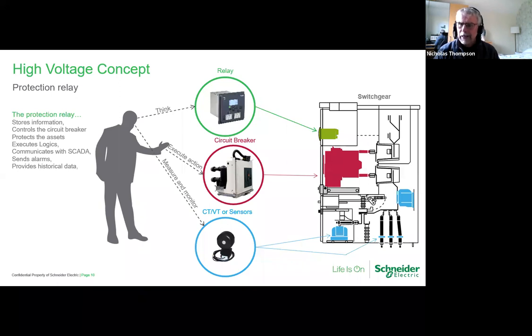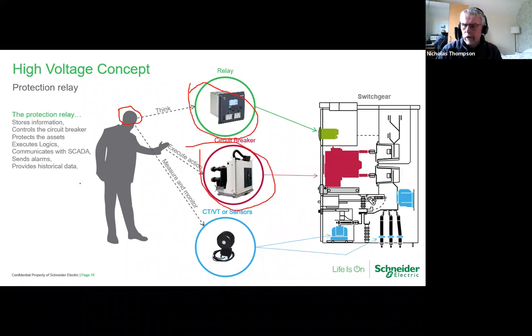But the key concept here is we have got the circuit breaker, which is the brawn. It's the dumbest thing on earth until something tells it what to do. The thing that's going to tell it is the brains. So if we're thinking of a human body here, represented by our shadow, we've got the brain, we've got the brawn, and we've got the sensors.